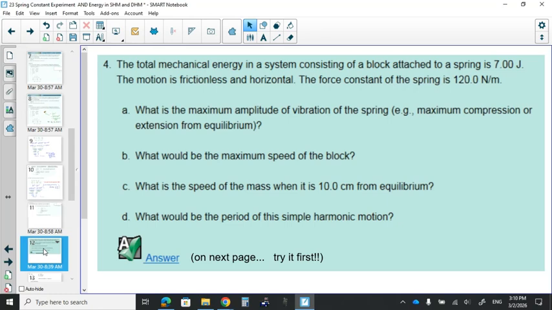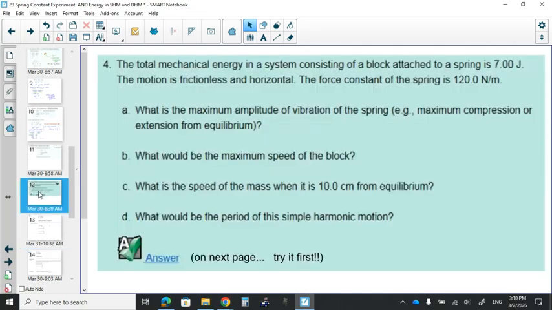So the total mechanical energy in a system consisting of a block attached to a spring is 7 joules, 7.00 joules, so 3 significant digits. Motion is frictionless and horizontal. Again, no complications due to gravity. The force constant is 120.0, so 4 significant digits there, but we're going to be limited to 3 in the end. And it just asks things like what's the maximum amplitude and what's the maximum speed it gets and all the usual stuff, right?